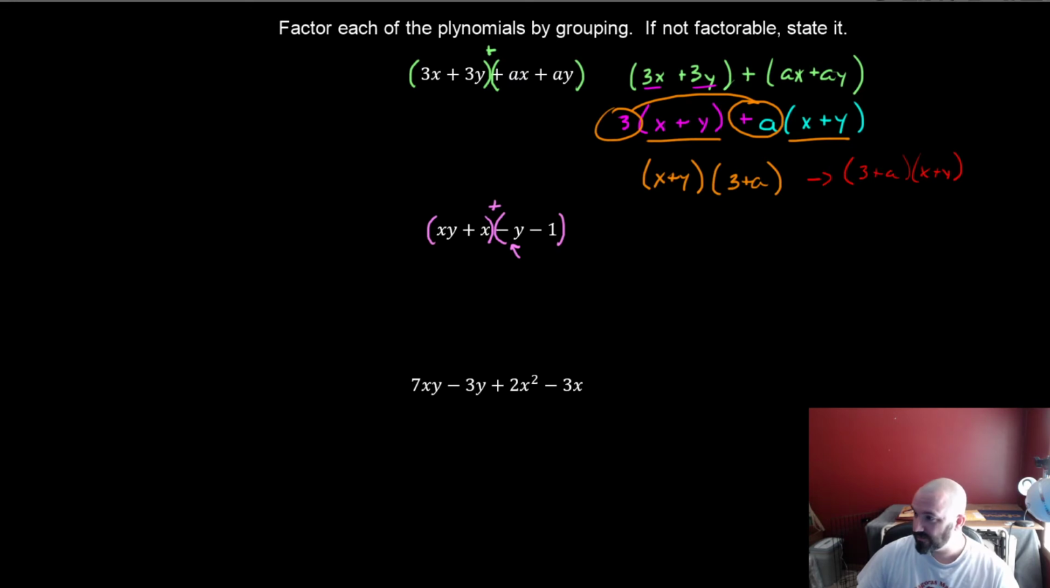I'm going to rewrite: xy plus x plus negative y minus 1. Now, this is also going to give you an example of why we pull out a negative when it's a lead coefficient, because it's going to make your life a lot easier here, mostly because it'll make it happen rather than just leave it alone.